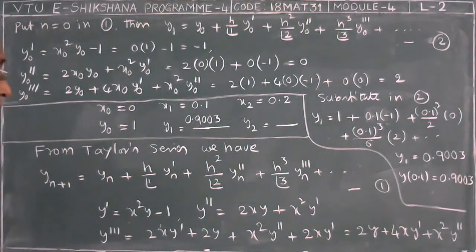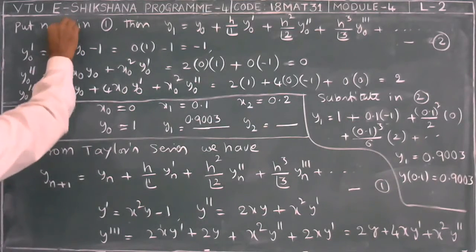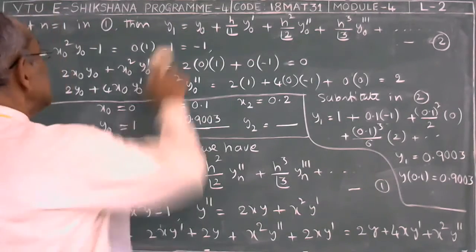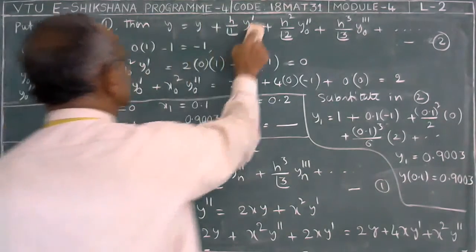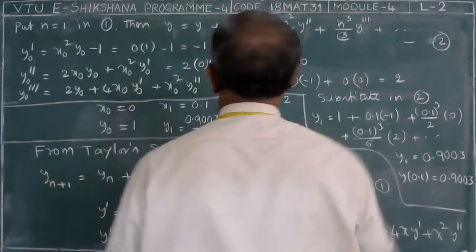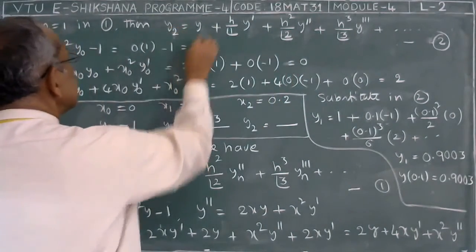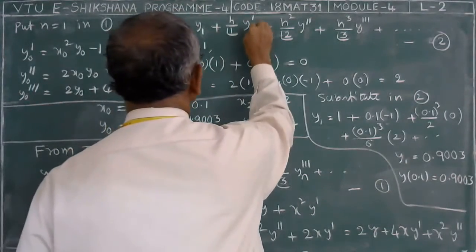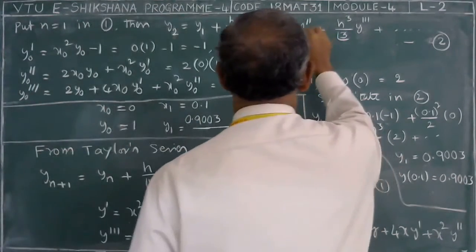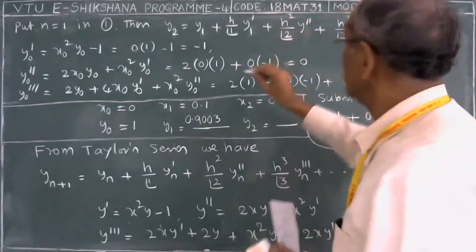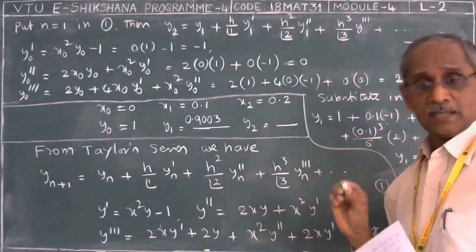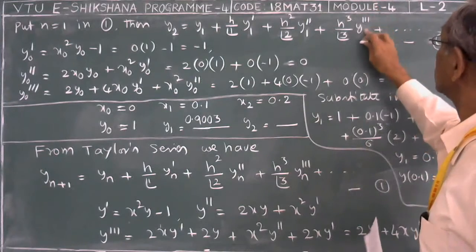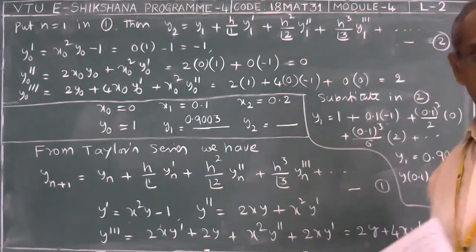Okay. Now to find the next value of y, that is y2, at x is equal to 0.2, we fix n is equal to 1 in the equation 1. So put n is equal to 1 in 1. Then you get y2 is equal to y1 plus h into factorial 1 into y1 dash plus h square by factorial 2 into y1 double dash plus h cube into factorial 3 y1 triple dash and so on.